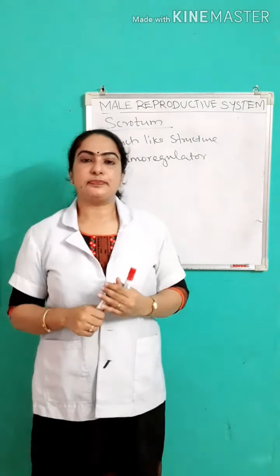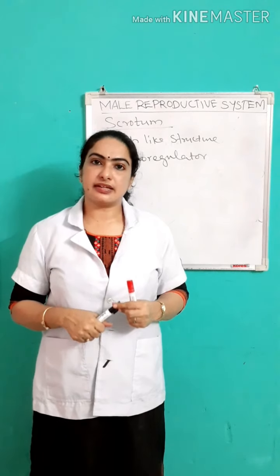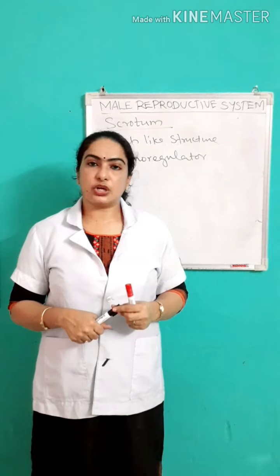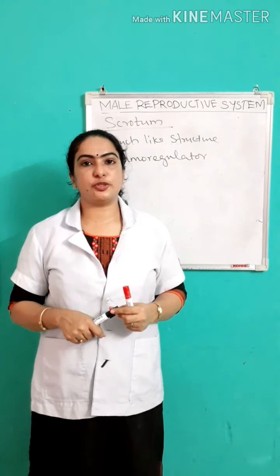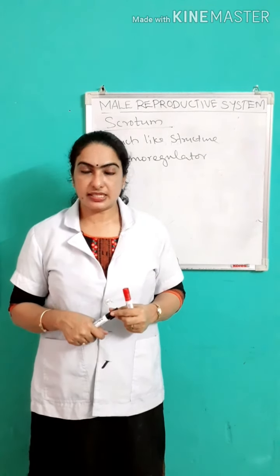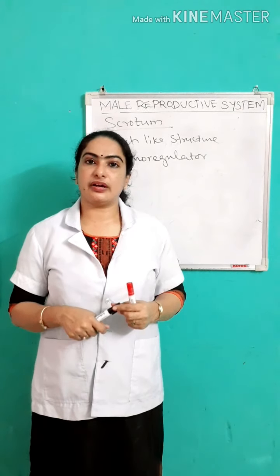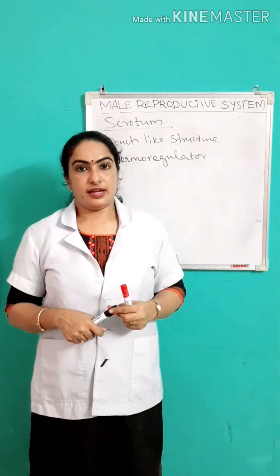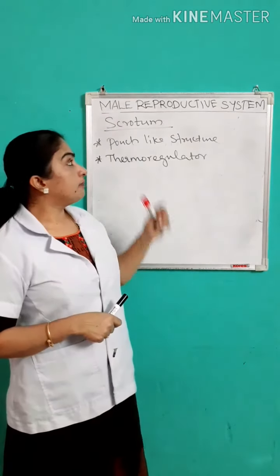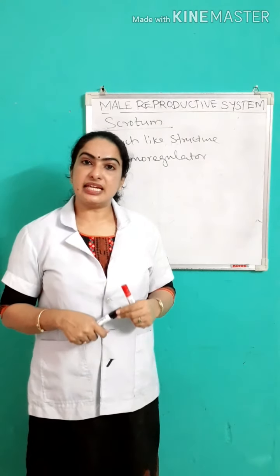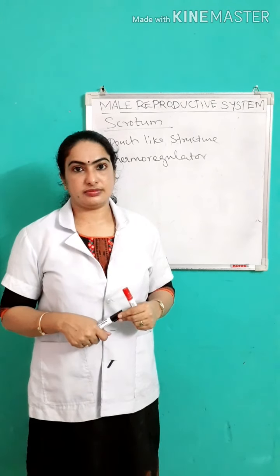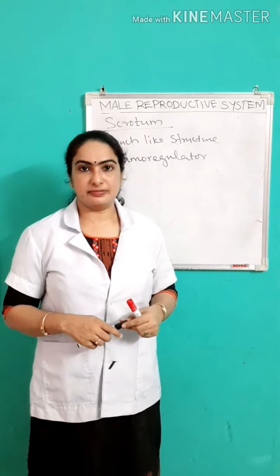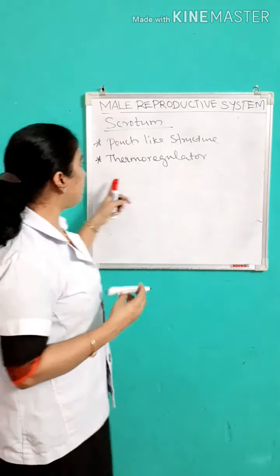So that is, as I told you, the sperm is produced by the testis. The testis requires a low temperature to produce sperm. That means sperm production requires a lower temperature than the normal body temperature. And being outside the abdomen, the scrotum maintains a low temperature, and it acts as a thermoregulator for the production of sperm by the testis. Is it clear?